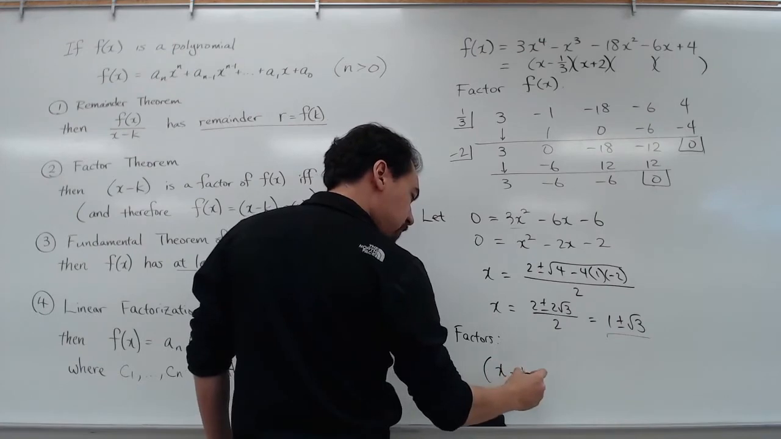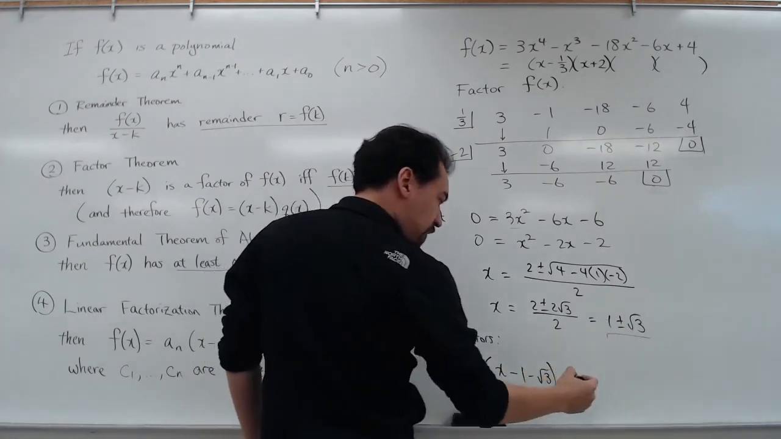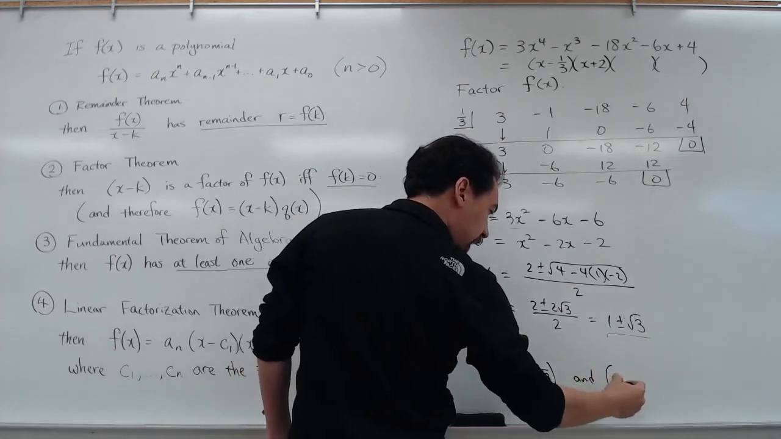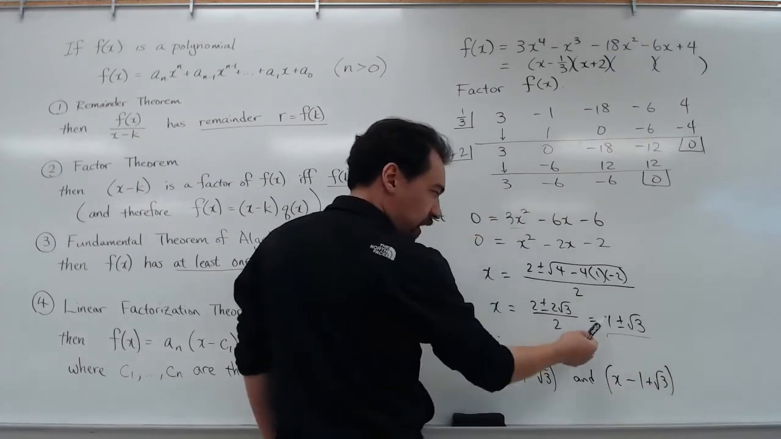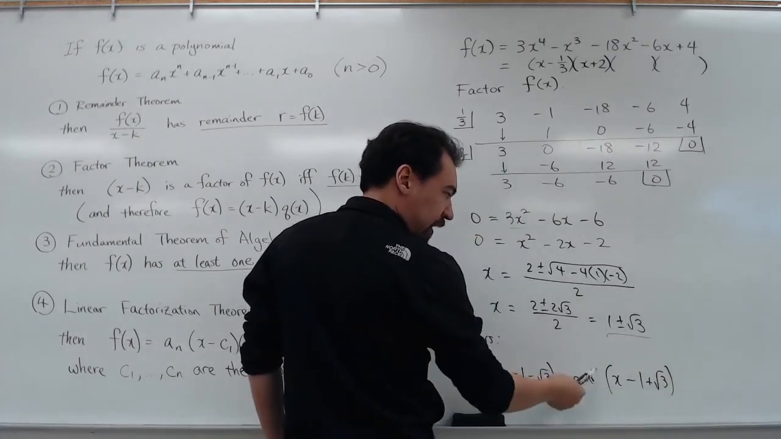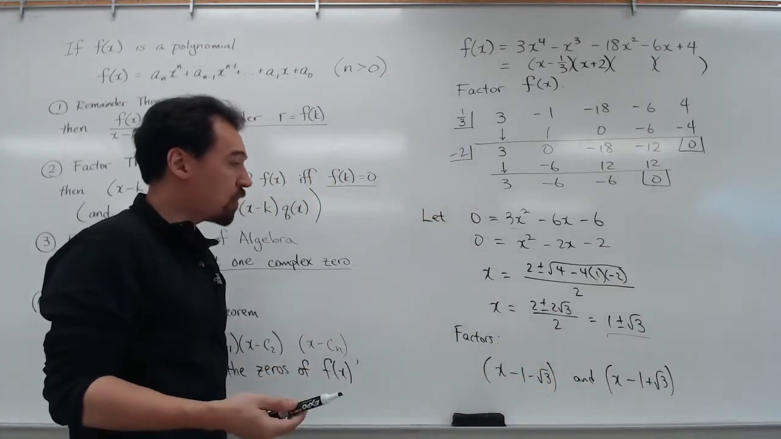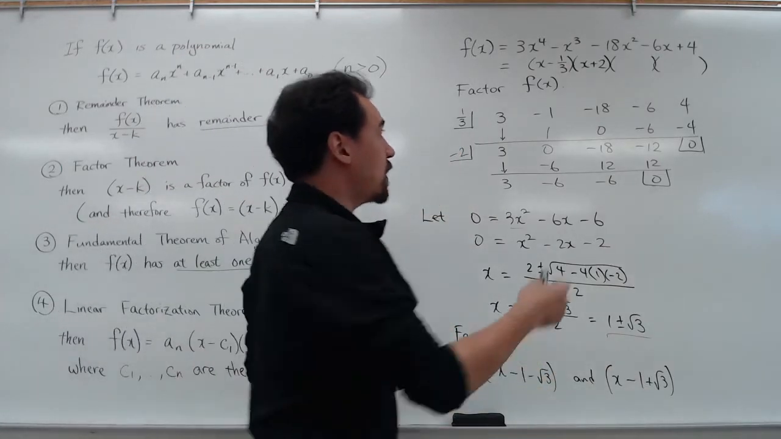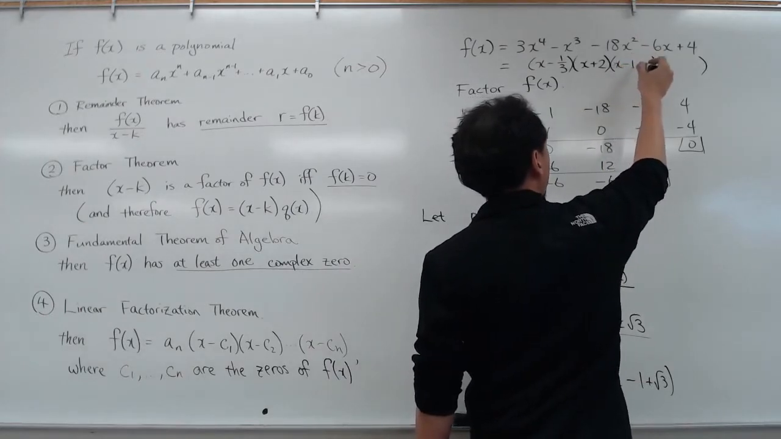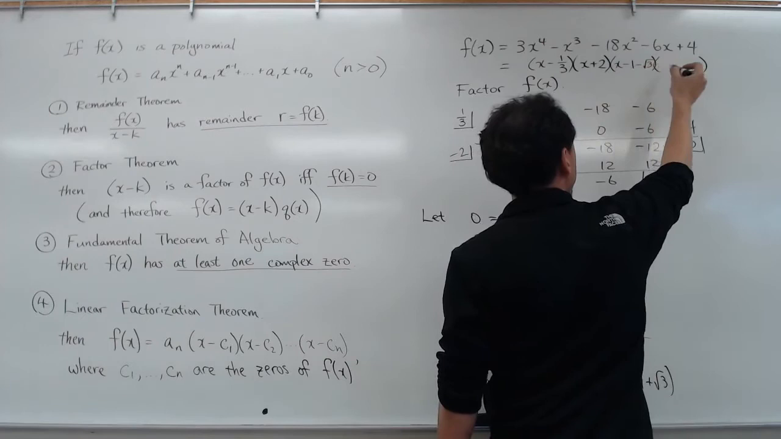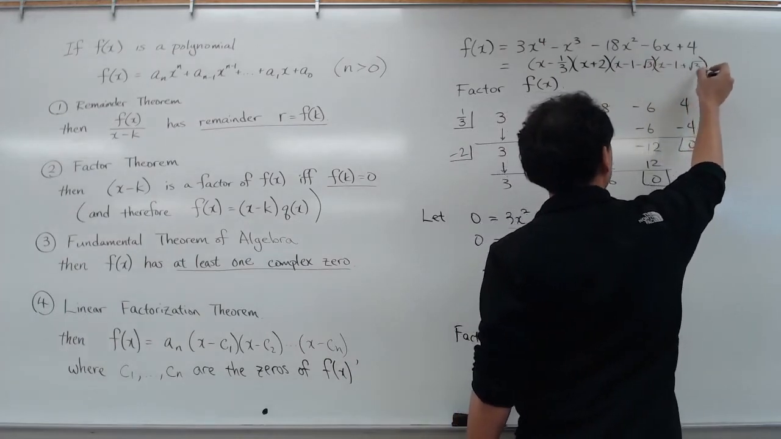I have x minus 1 minus root 3, corresponding to the 1 plus root 3 on the top, and then I have x minus 1 plus root 3, right? Because if I take 1 minus root 3, but I take x subtract the whole thing, I should end up with that. So, from here, we can fill this in now and say this is x minus 1 minus the square root of 3, and then x minus 1 plus the square root of 3.